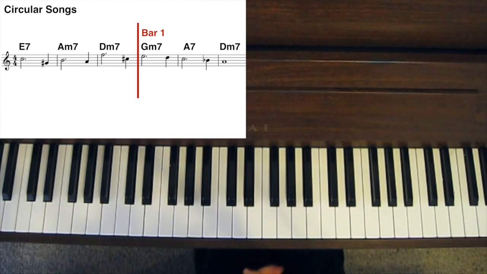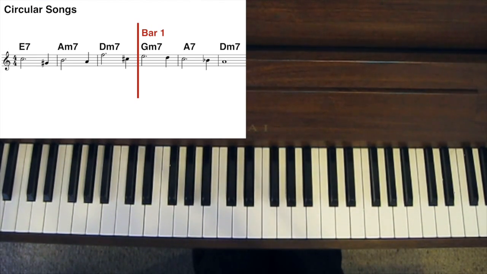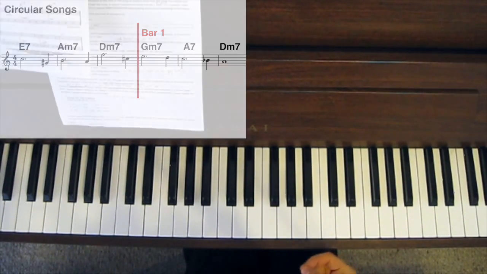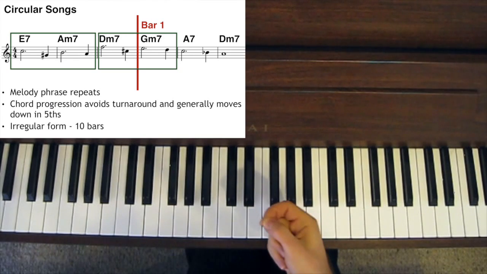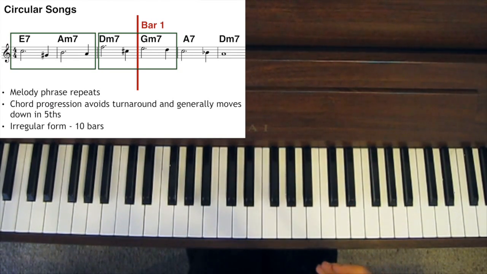Now, what if I told you that this is actually a fragment from a really beautiful song called Blue and Green by Miles Davis, and that the final bar is actually the D minor 7 in bar 3, and the first bar is actually the G minor 7. So Blue and Green is probably one of the best known circular songs. And it's circular because the melody at the beginning of the song sounds like it's just a continuation of the melody at the end of the song.